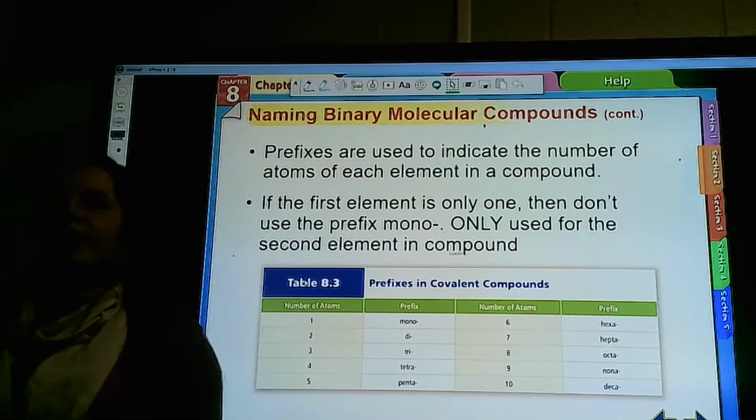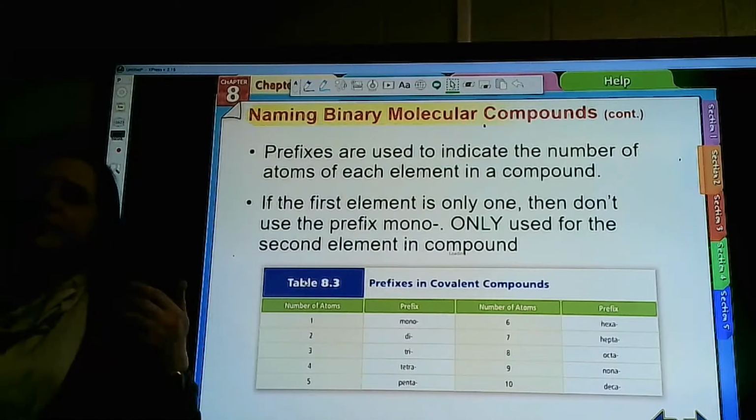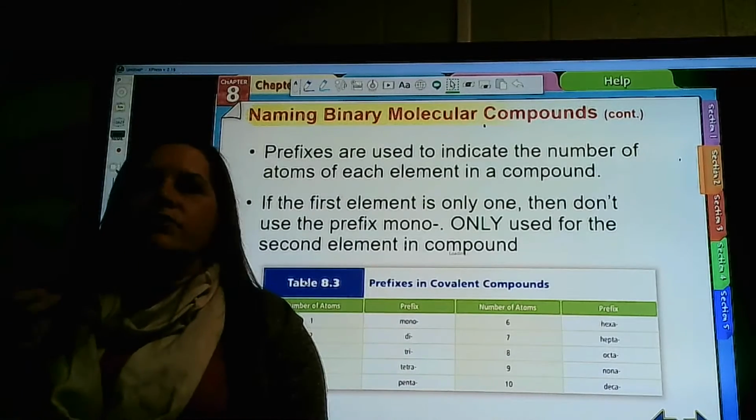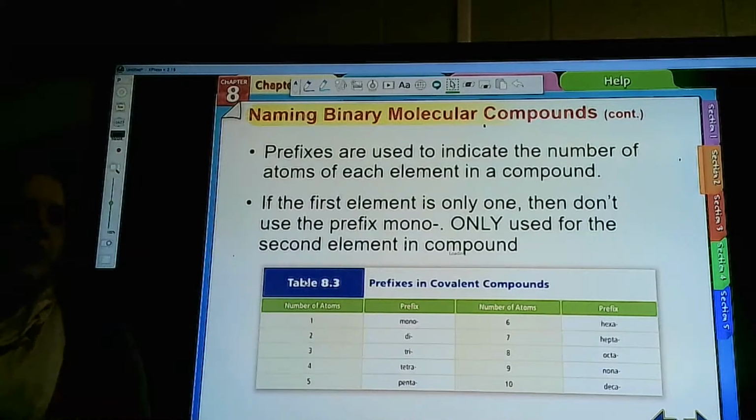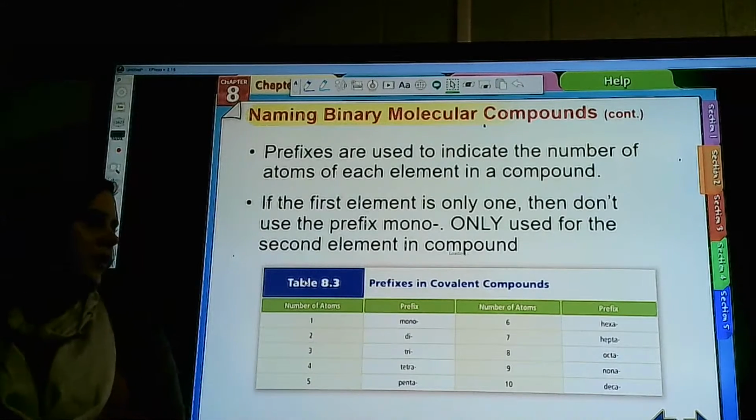So in ionic compounds, if you had Mg4Cl8 is what you found out to be, you would simplify that down to MgCl2. But here we're not doing that. We just say the exact same number that matches the name. So the prefixes are in the table that is in your notes.